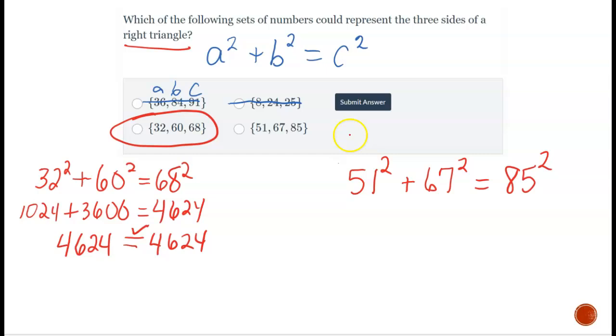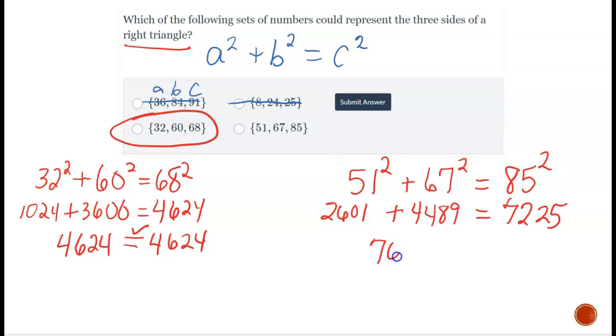We always want to test all of our numbers though. 51 squared is 2,601. 67 squared is 4,489. And 85 squared is 7,225. Add both numbers on my left side together, and I get 7,090 on the left. 85 squared is 7,225. Those are not equal, so that one is not a right triangle.